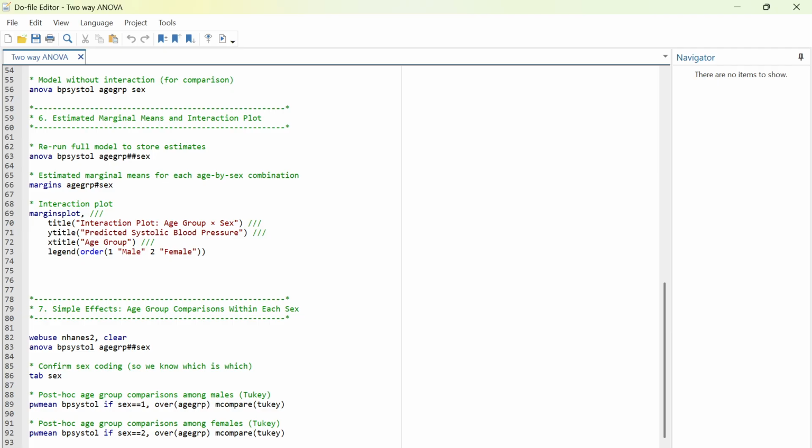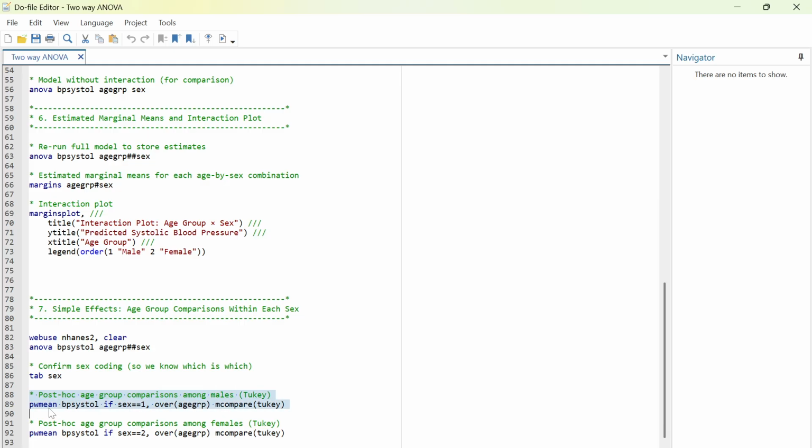First, let's load the data again and run the two-way ANOVA analysis, and then we can see how age is coded, how sex is coded in the data set. So one equals male and two equals female. That's what we know from the data set. And also run this test.